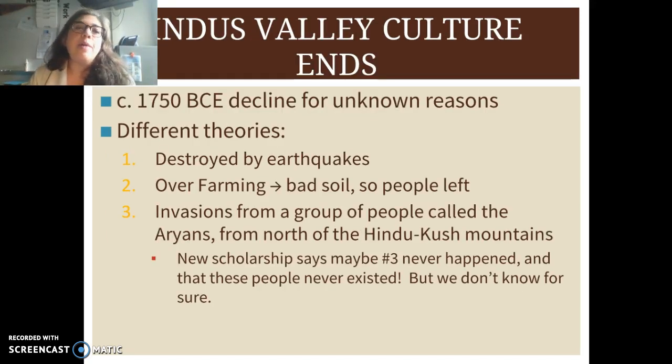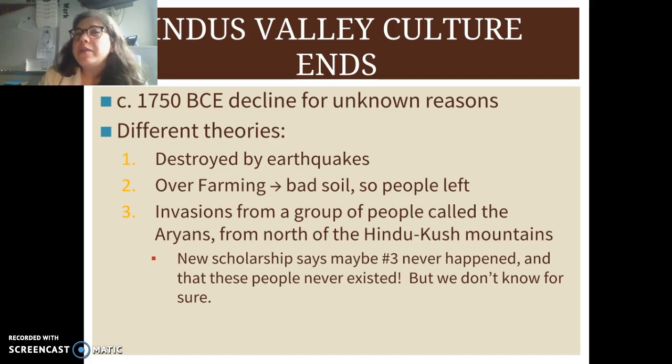What happened to the Indus River Valley culture? It ended in around 1700 BCE, so around 4,000 years ago. We don't really know why. There are some different theories. Maybe it was destroyed by earthquakes. Maybe the people there over-farmed. They used up the fertility of the soil. If you don't move your crops around enough, they suck all the nutrients out of the ground, and then you can't farm there anymore. So maybe the people left for that reason.